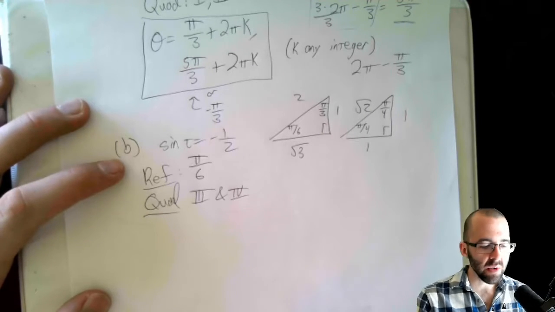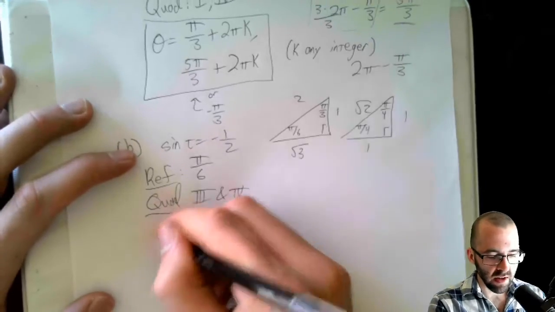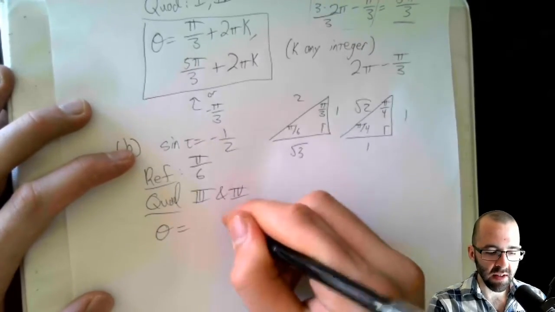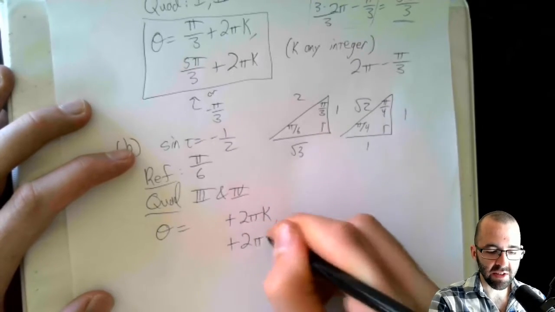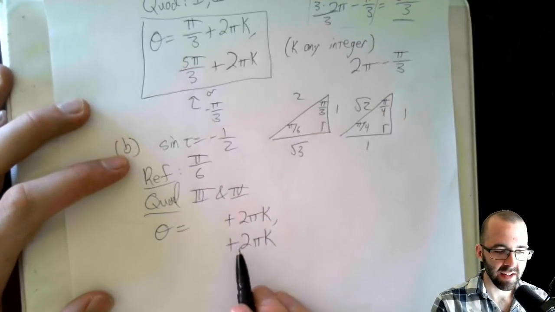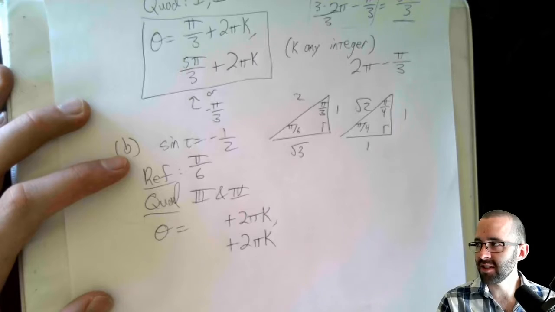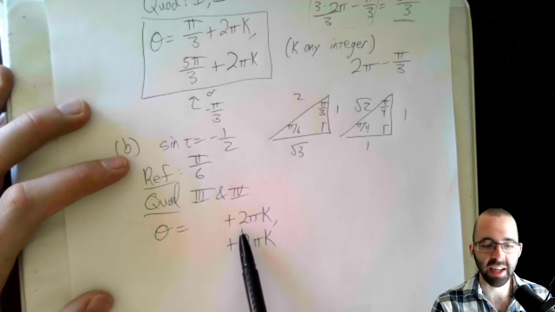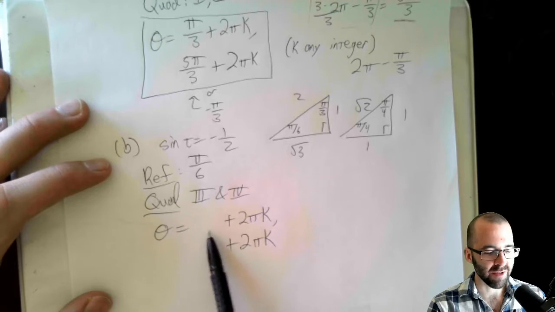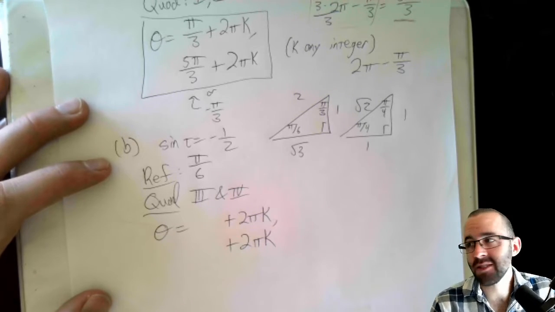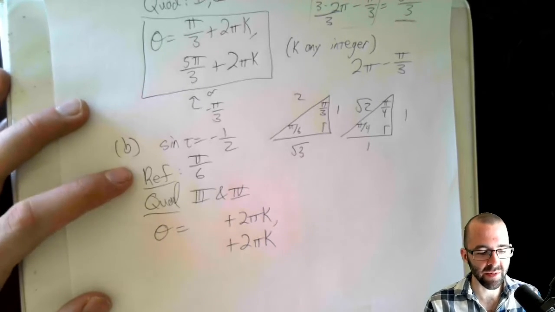And now we just do exactly what we did before. Theta is going to be something plus 2 pi k, and something else plus 2 pi k. If you're asked to find all the solutions and you have no idea, but you remember the plus 2 pi k, just write your answer like this, okay? And then just fill in the blank if you can, but if you can't, that's okay. You can still get some partial credit that way.